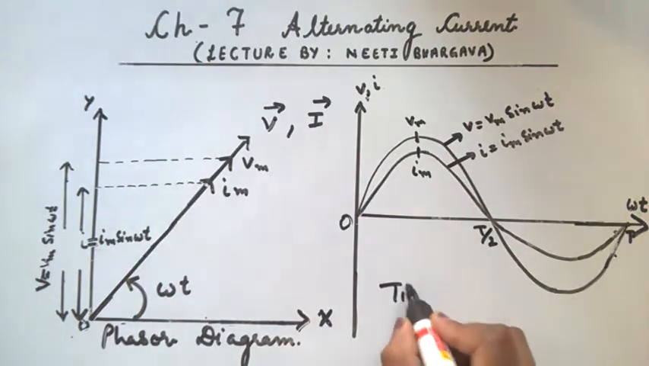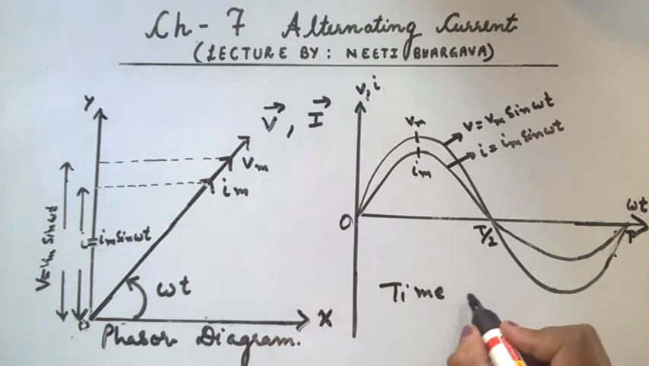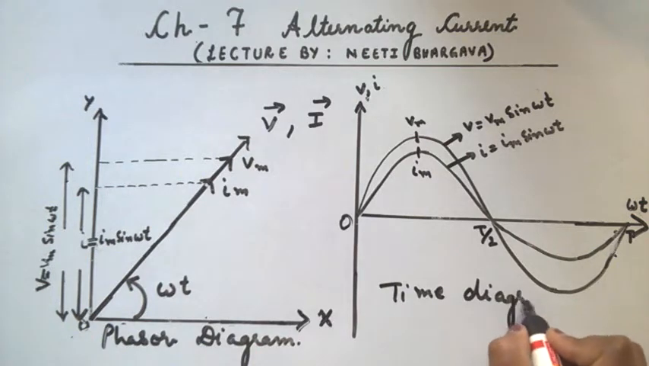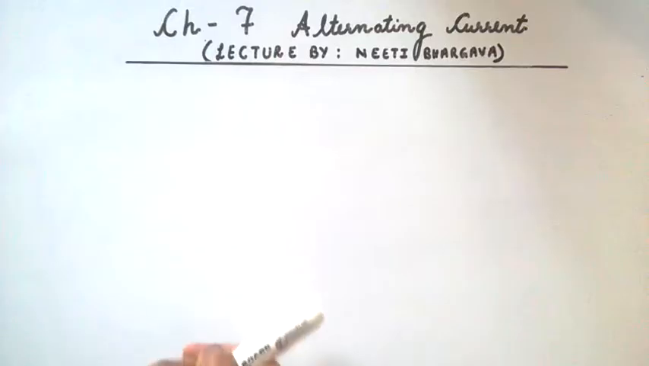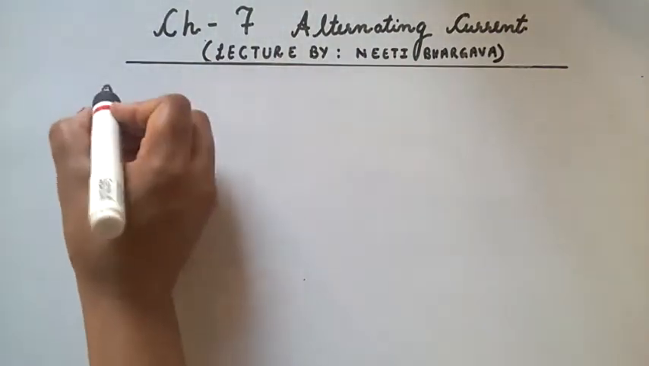This is also known as time diagram, that is graph between V and I. Calculate the value of average power consumed by a pure resistor circuit.